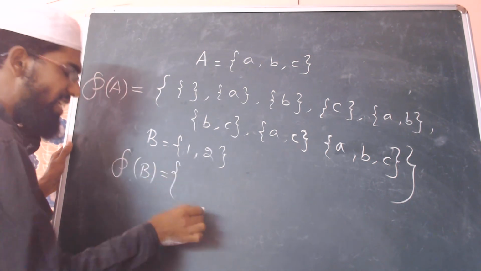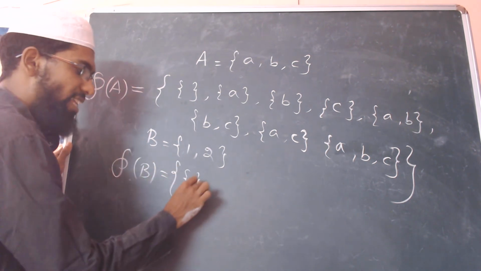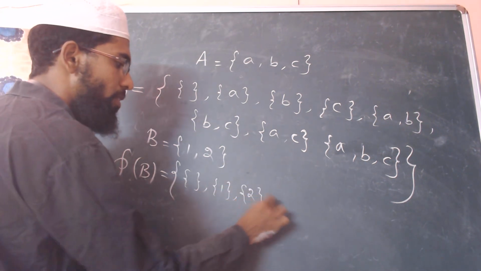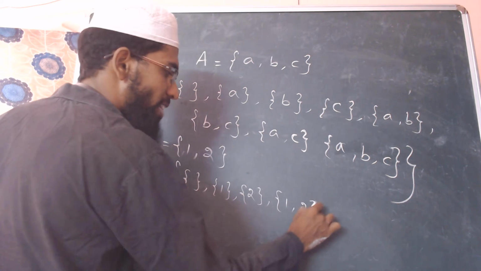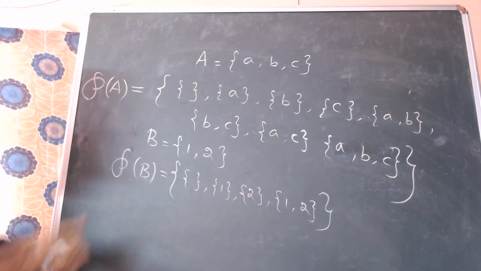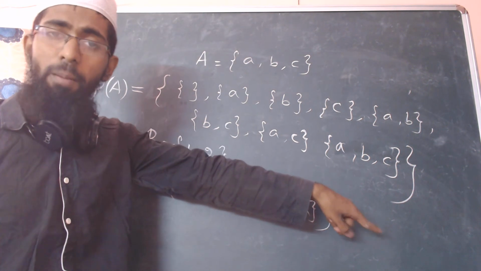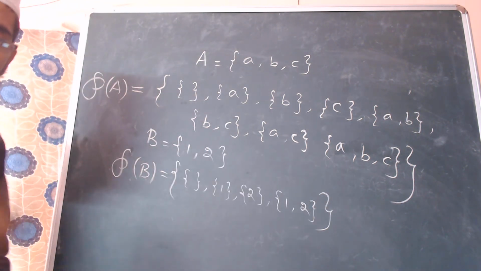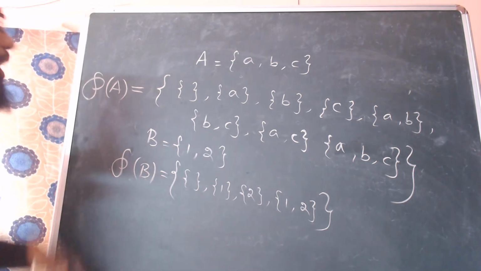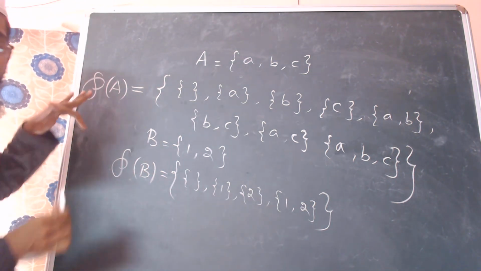The power set of B is, what are the possible subsets? The null or empty set, 1 alone, 2 alone, and 1 and 2 together. That's it. Now this set is the power set of B. So we can use the same formula that we have seen for the number of possible subsets. The number of possible subsets for a set is 2 power m, right? Yes, same way. What is the number of elements in a power set?